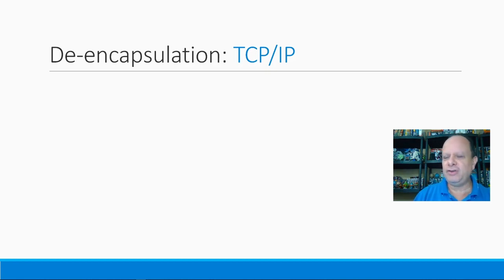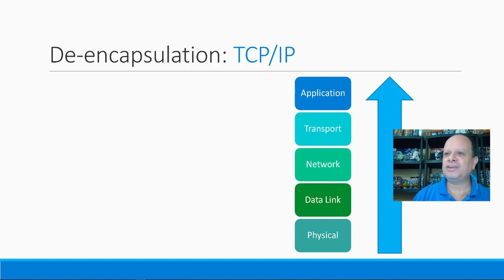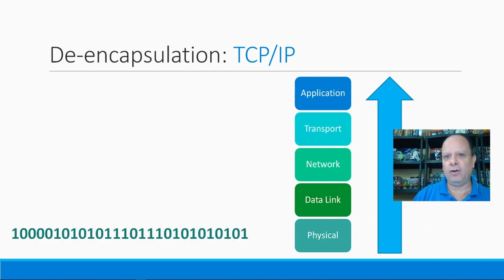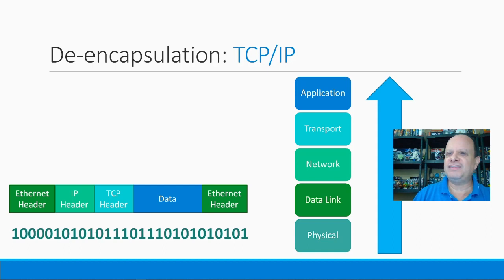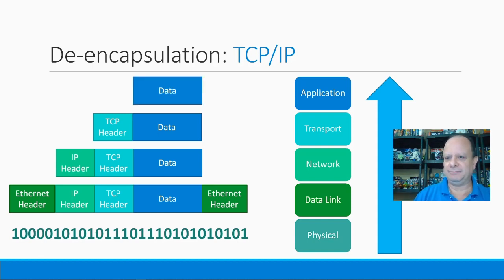De-encapsulation is the process used by a receiving device. The data is de-encapsulated as it moves up the stack toward the end user application. As each layer receives the data from a lower layer, it processes the header for that layer. After processing, the header is removed, and the remaining portion of data is handed off to the higher layer protocol until it reaches the end user application.